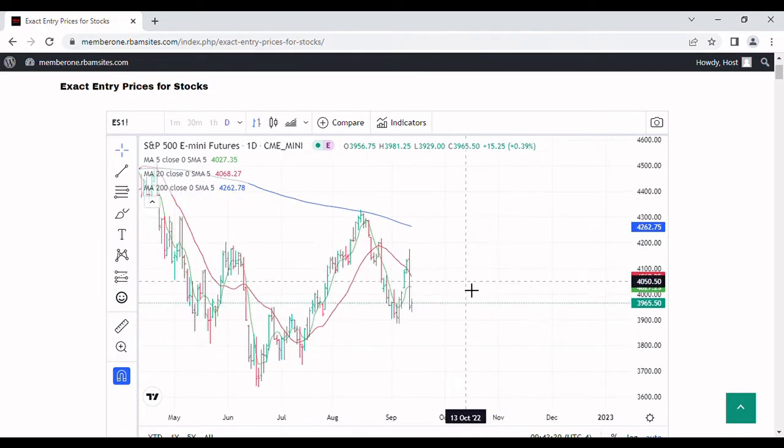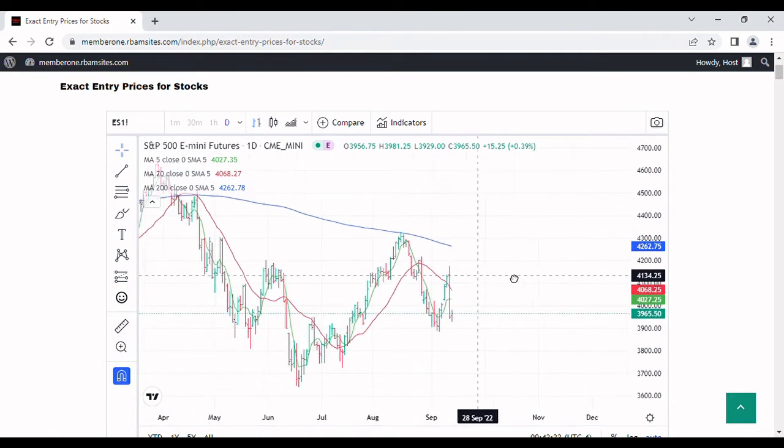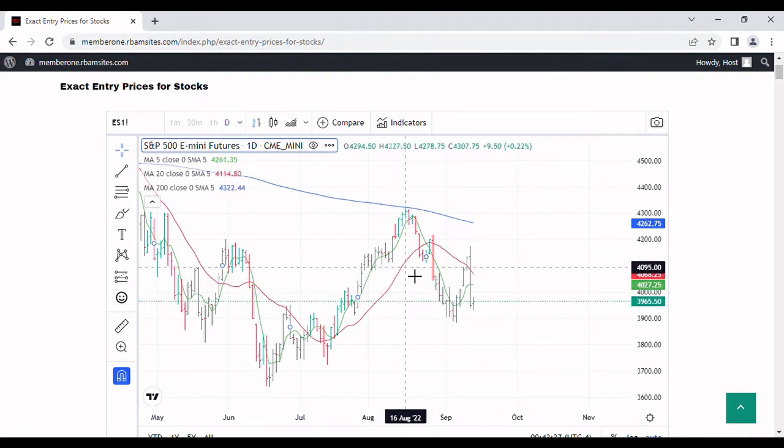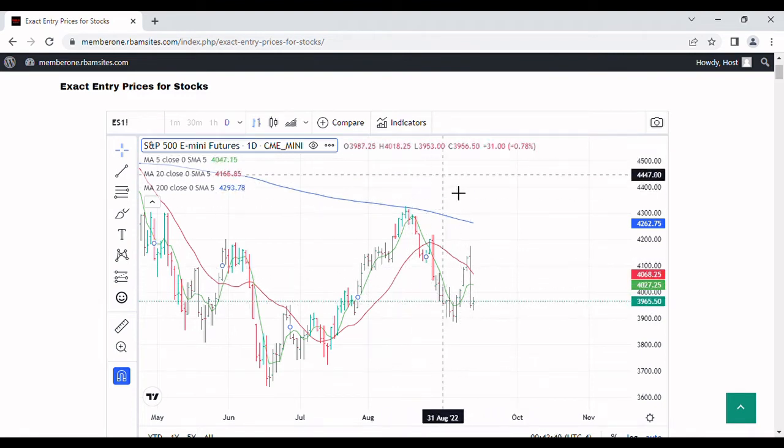I don't see anything technically to say that we're going to get out of this here in the next 2-3 weeks. A lot of people probably thought we were going to get out here, and we easily could have closed above and been right here today, but we're not. So we're still in a bear market.